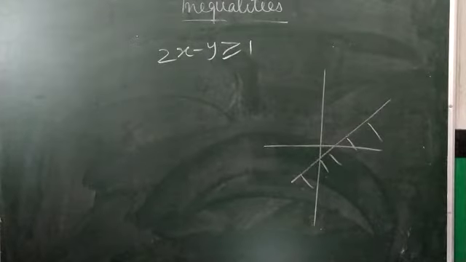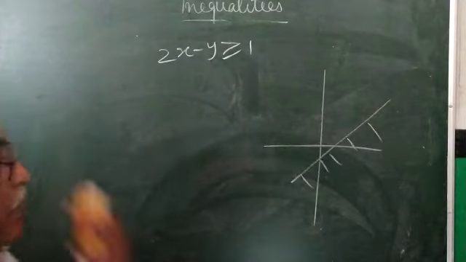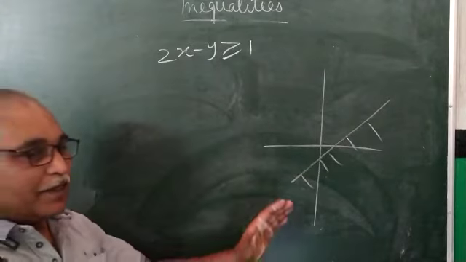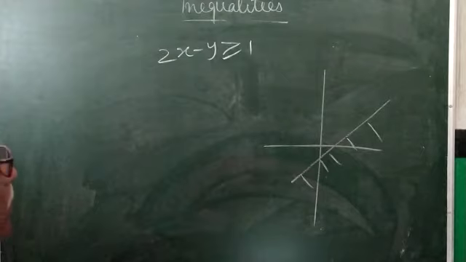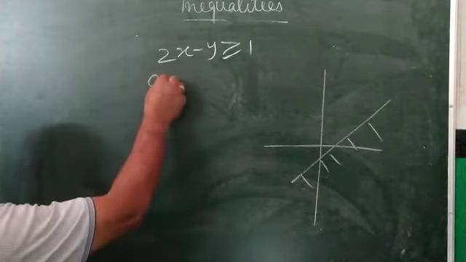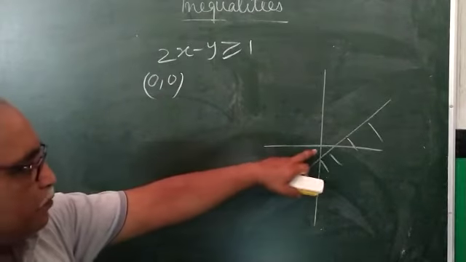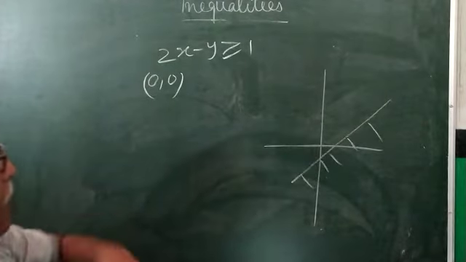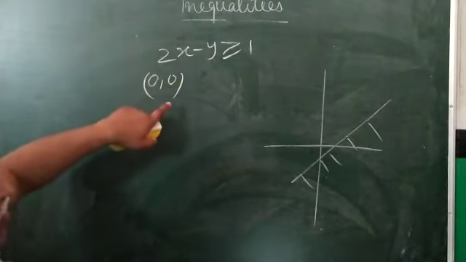Hello students, we were doing this inequality. One more thing I want to tell you. I had shown you how to solve this by finding values. There is one more thing, we also have a condition: the origin. This point is (0, 0), where x is 0 and y is 0. So we have to check whether this condition is satisfied for (0, 0) or not.